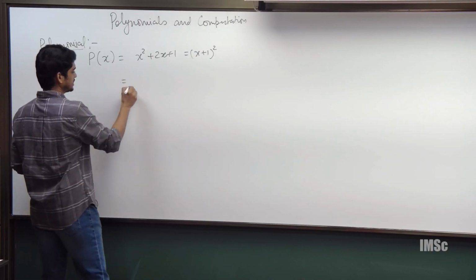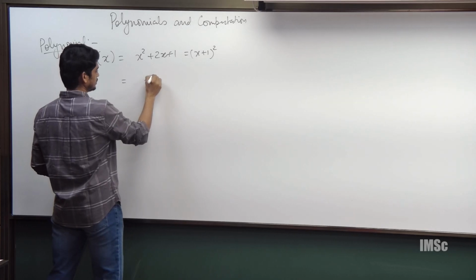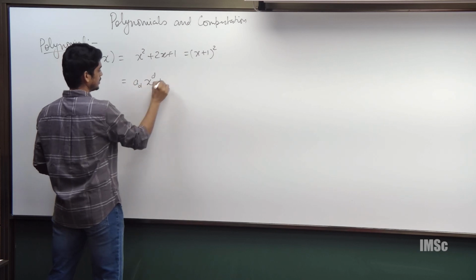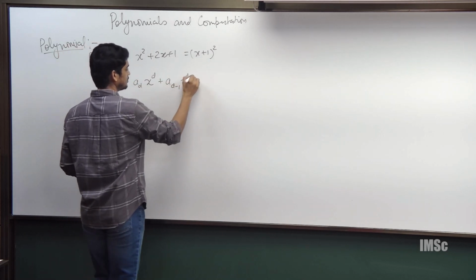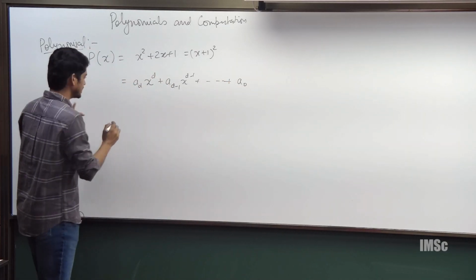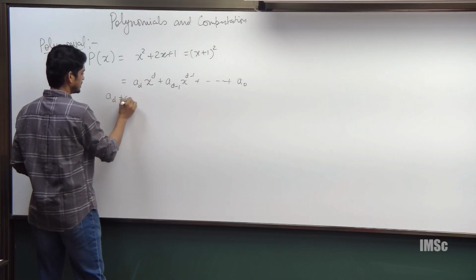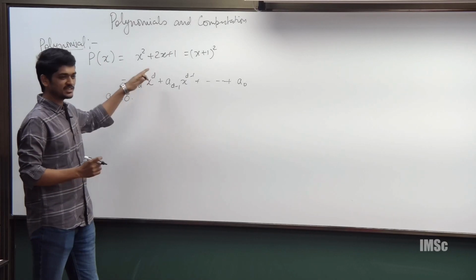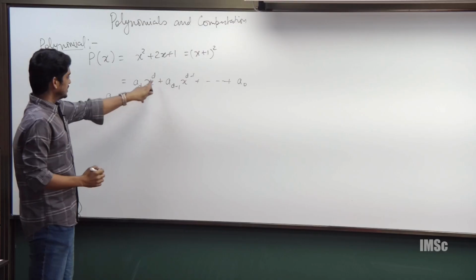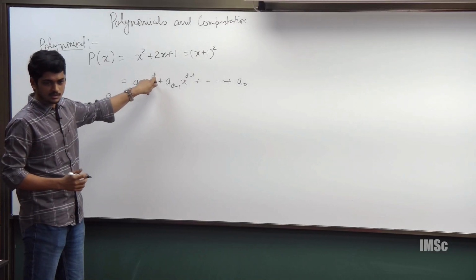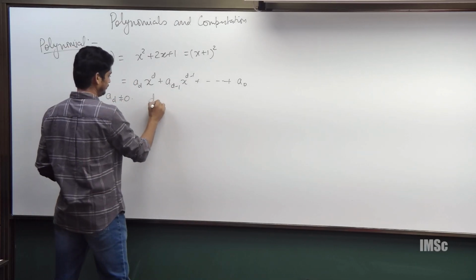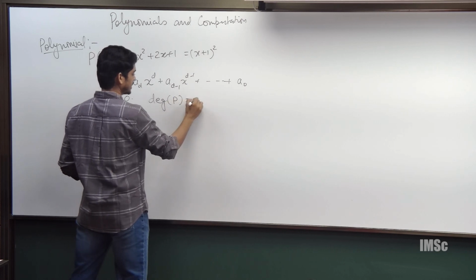In general you could just say that there is some x to the d times some number, let's say a_d, plus a_{d-1} x to the d minus 1, so on and so forth till a_0, and I am just going to put this constraint that a_d should not be 0, because if it is 0 then I can just ignore it, go to the next one. So I am just going to put this constraint, a_d is not 0, and this number, what is it called? Degree of the polynomial. Now you will see why the degree of the polynomial is such an important object to consider. So the degree of this polynomial is d.